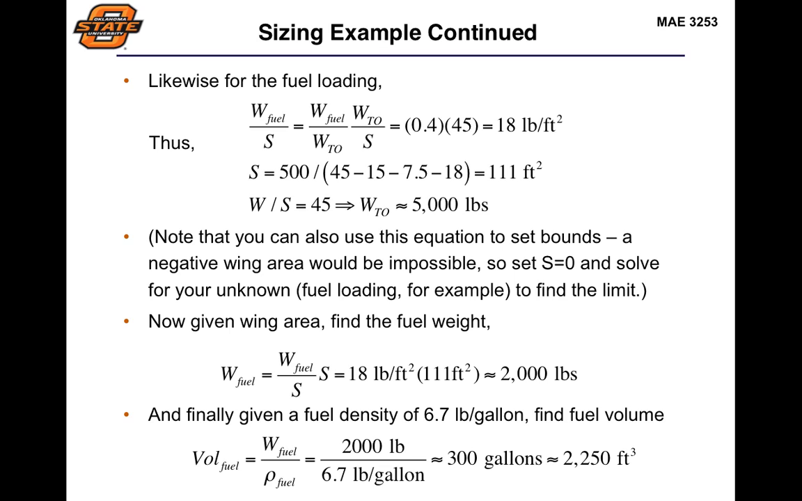Note, you can also use this equation to set bounds. For example, if you end up with a negative wing area, you know you've done something wrong. Those values don't make sense. So you can set a wing area equal to 0 and then solve for unknowns. And then we know that that is going to set a bound for that particular value. So for example, if we want to solve for fuel loading, we know that whatever value we get would actually need to be smaller to give us a positive wing area.